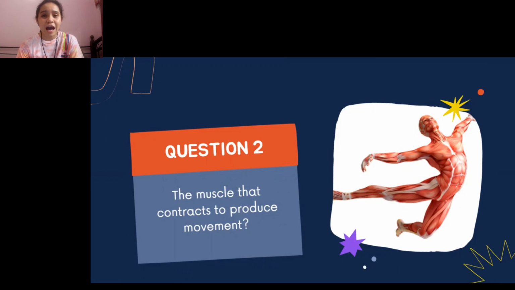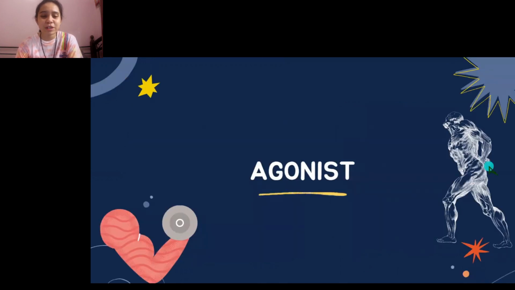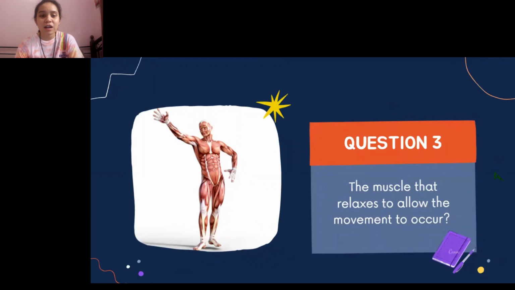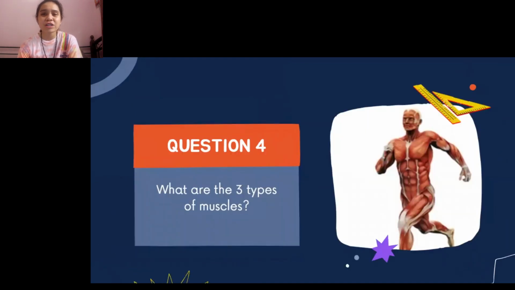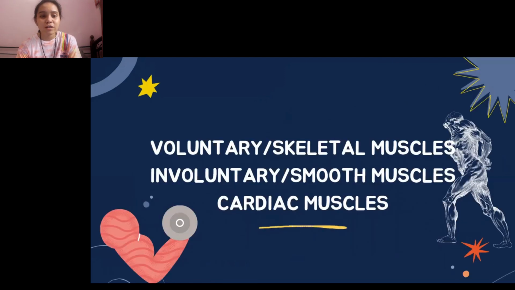The answer, agonist. Question number 3. The muscle that relaxes to allow the movement to occur. The answer, antagonist. Question number 4. What are the 3 types of muscles? The answer, voluntary or skeletal muscles, involuntary or smooth muscles, and cardiac muscles.